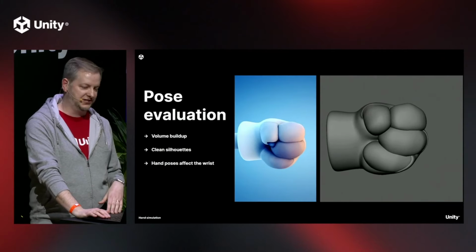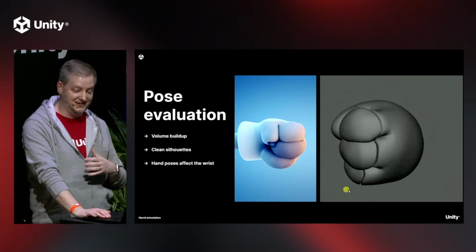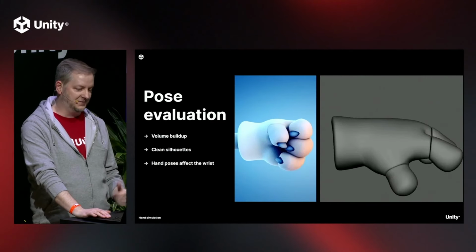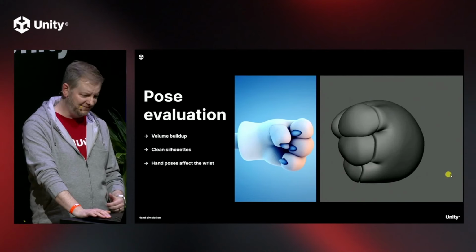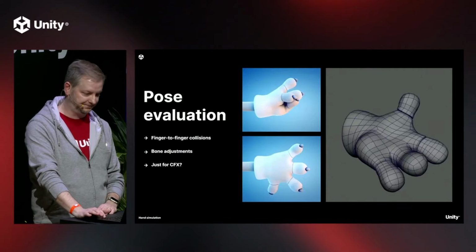So here's a great pose that shows the volume buildup by compression. And so you can see the entire hand changes shape as the fist tightens. And from the front, we're getting that really nice kind of cartoony fist ball. And from the side, we're getting a really nice, strong silhouette profile.